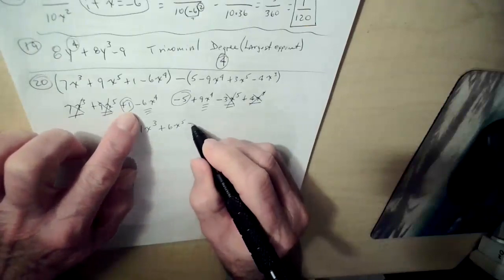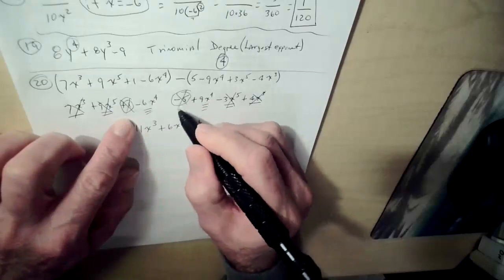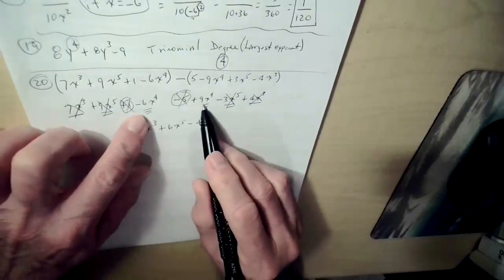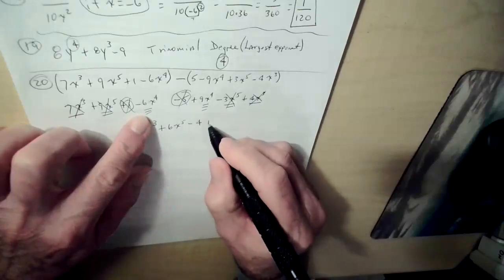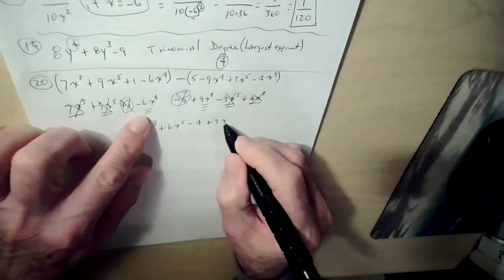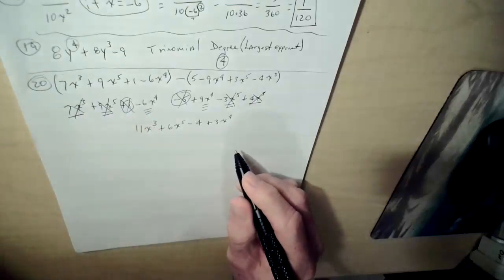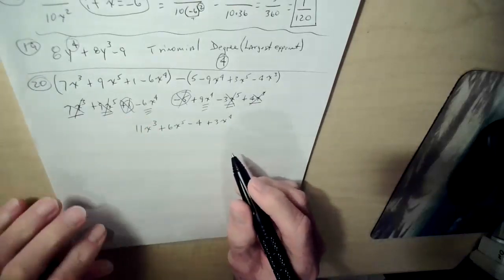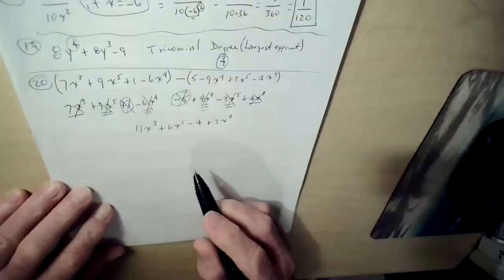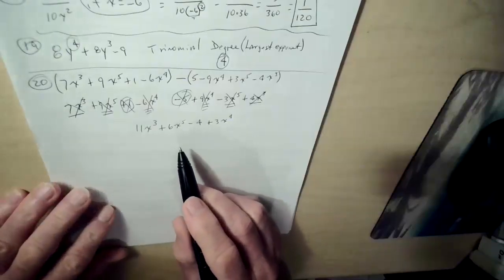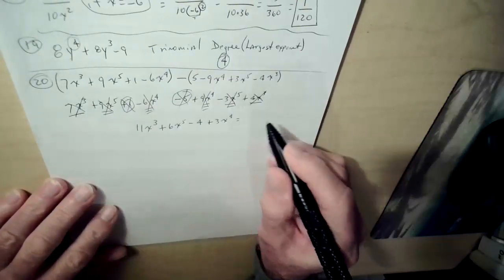Okay. 1 minus 5 is -4. And x to the 4th here and here. This is 9 minus 6, which is 3x to the 4th. Is that right? And there's nothing left. Okay, now we want to put these in order, largest exponent first.